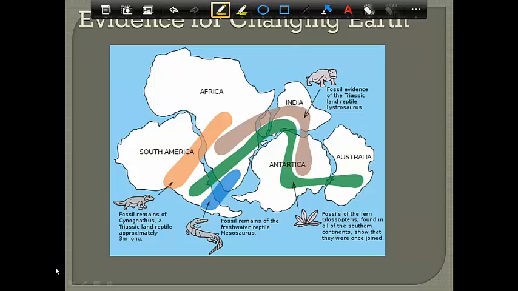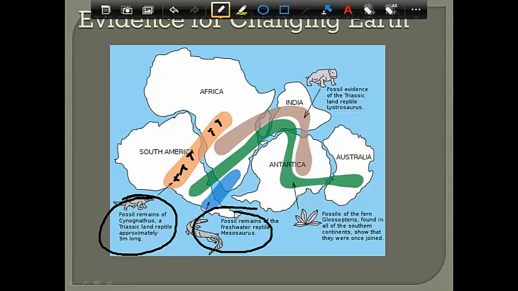So we've got over here this fossil Cynognathus, a land reptile that we find on the continent of South America and into Africa. Another fossil, this Mesosaurus, we find in both continents as well. A fossil of a fern, Glossopteris, is found on all of these continents. And a fossil of this Lystrosaurus, a land reptile again, is found on 3 of the continents.